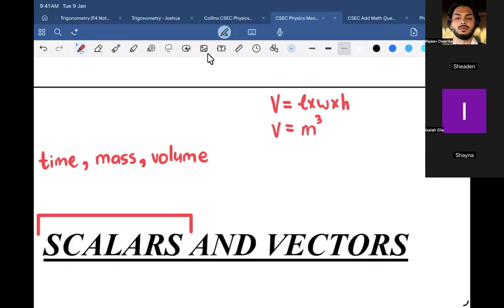All right, I want you to recognize something. Length, width, and height are what kind of quantity? A fundamental quantity. Meter cubed is a derived quantity, but length, width, and height are fundamental quantities. And what's the fundamental quantity for them? Length. You measure length in meters. So length is an example of a fundamental quantity.